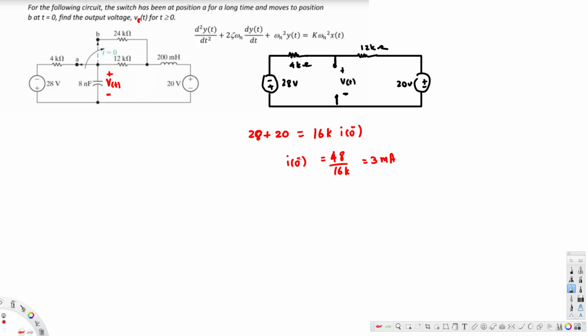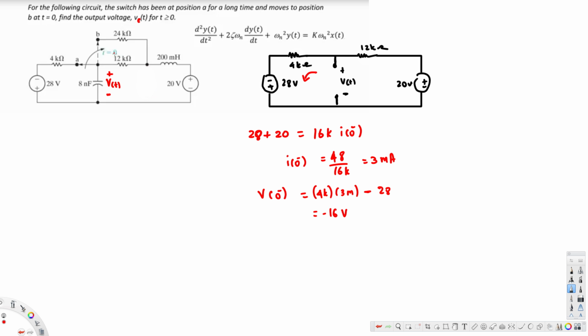Okay, so this is our initial current through the inductor, and also we have to know the voltage across the capacitor in the initial state. If we calculate the voltage in this area, that's going to be the voltage across the capacitor. Now let's do that. Here we have 28 volts, so V0 minus is going to be this 4k times 3 milliampere. Let's assume current is in this direction, so 4k times 3 milliampere minus 28 volts. 4 times 3 is 12, milli and kilo cancel each other. 12 minus 28 gives us negative 16 volts.